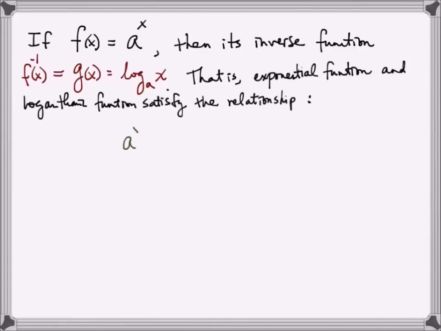We start with a to the x equals y. We know that the inputs and the outputs of the inverse function are switched from the original function. So I can think of it as now using the y as the new input for the log function, and that should produce the x as the output. It needs to be true for the same base a.